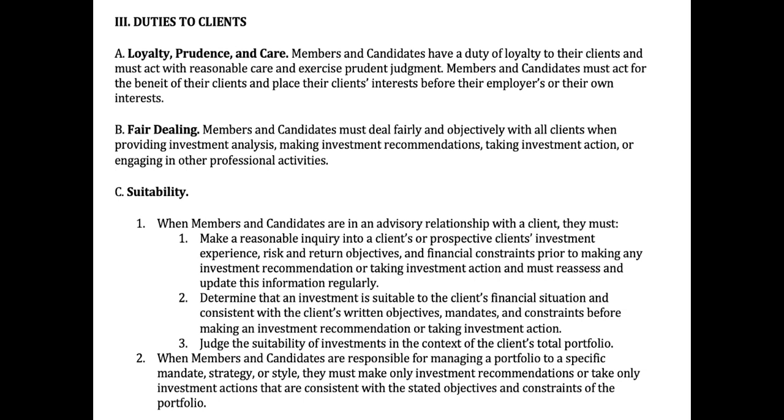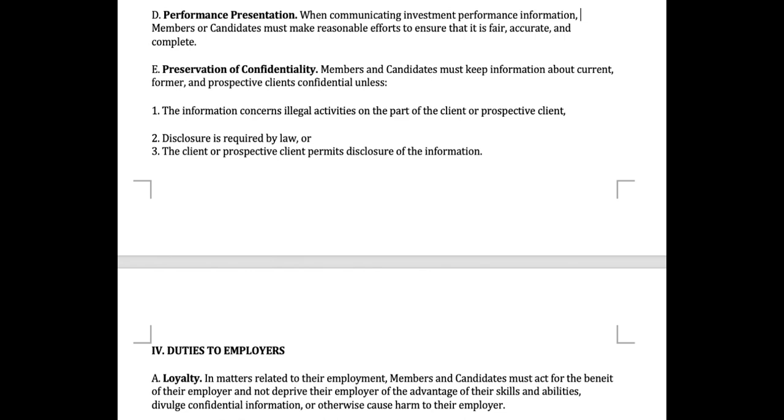2. When members and candidates are responsible for managing a portfolio to a specific mandate, strategy, or style, they must make only investment recommendations or take only investment actions that are consistent with the stated objectives and constraints of the portfolio. D. Performance presentation. When communicating investment performance information, members or candidates must make reasonable efforts to ensure that it is fair, accurate, and complete.